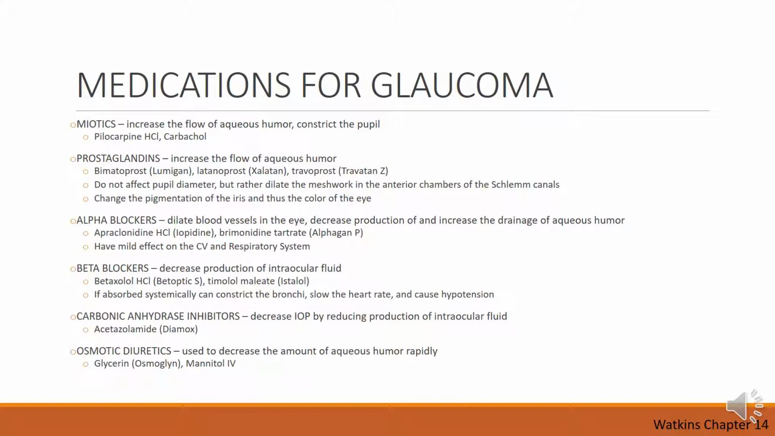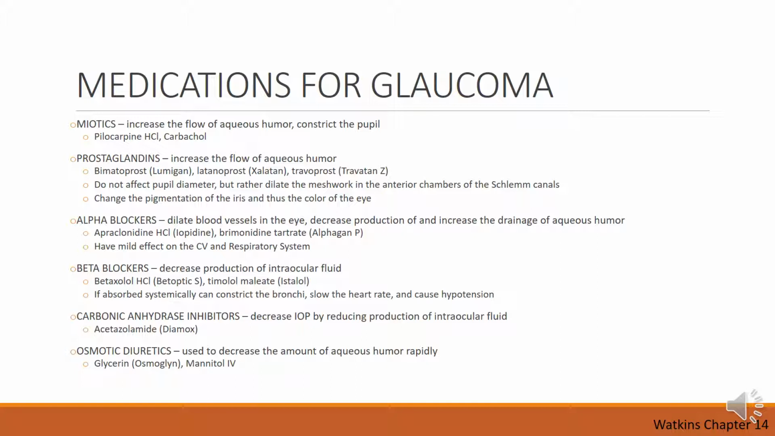Beta blockers, you can see even for the eye drops, are going to end in OLOL, similar to beta blockers we use for cardiac conditions. These will decrease the production of the intraocular fluid. It can be absorbed systemically, which could lead to constriction of the bronchi, slow the heart rate, and cause hypotension. So if you think of beta blockers and you know their cardiac function, if these eye drops get absorbed systemically, they can do the same kind of effect, okay?